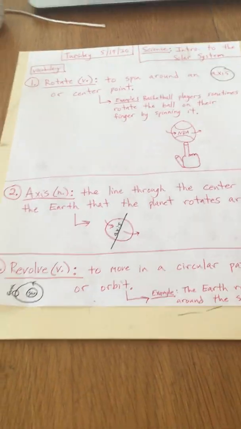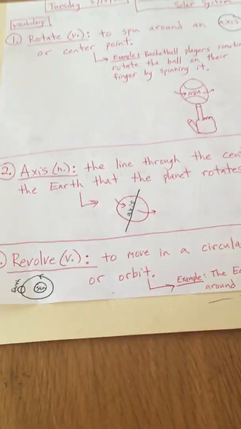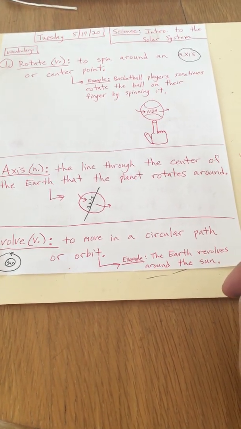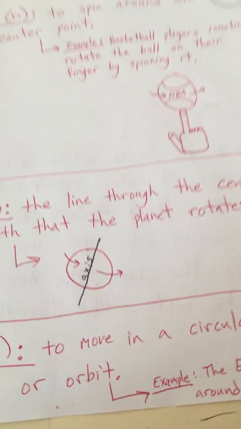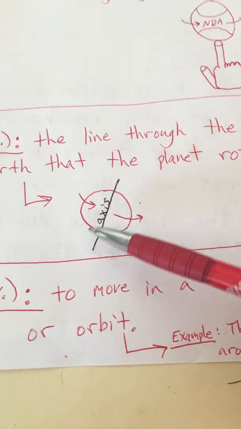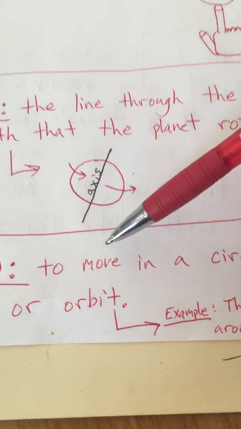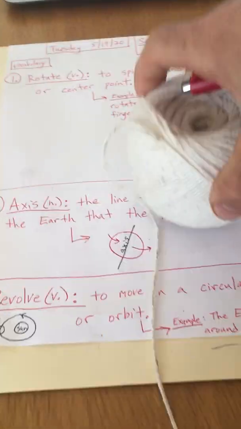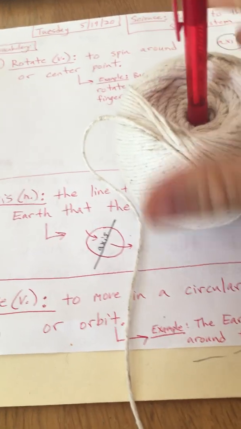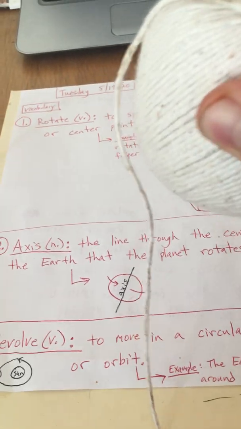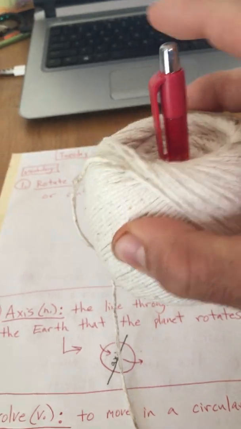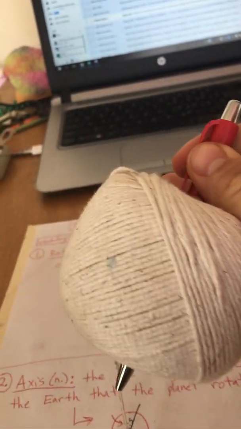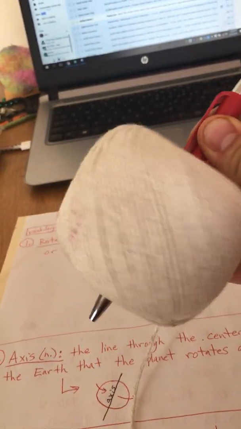So let's look at what this word axis is. Axis, it's a noun, it's a thing. The axis is the line through the center of the Earth that the planet rotates around. So you see this black line that I drew here? That's our Earth's axis. It's not actually straight up and down. It's actually at an angle, kind of like this. So if this was our Earth, the axis is the straight line that runs down the middle of it. Okay, so it is bent like this a little bit, but then you'll see the Earth rotates around the axis.